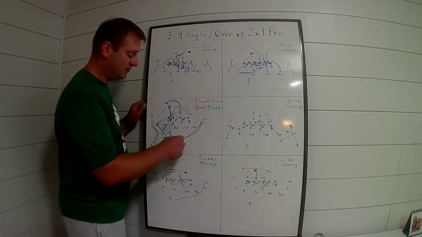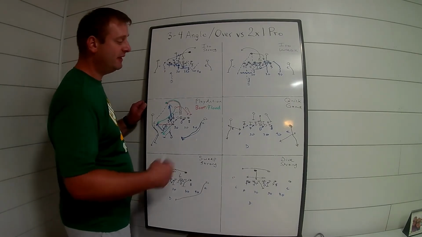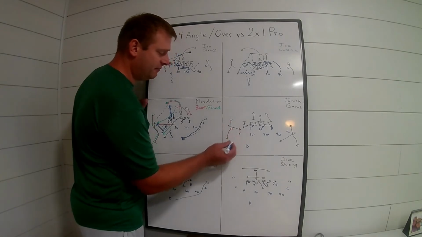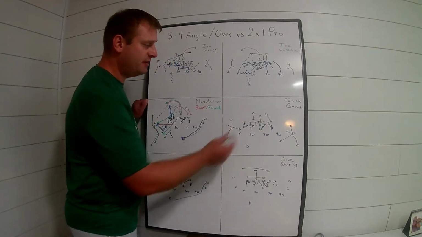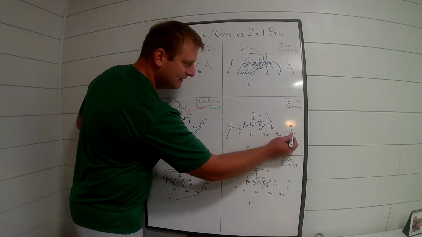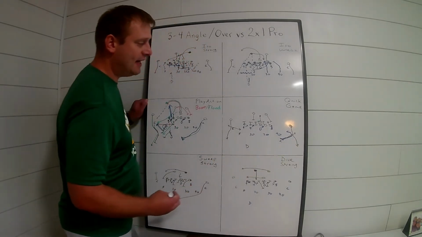And then the backside corner wants to stay on top and inside of that backside. Quick game, again, same deal. If you choose to be cover 0 or even cover 1, but you play the corners inside leverage, you're taking away, you're flattening that slant route, playing on top and inside.